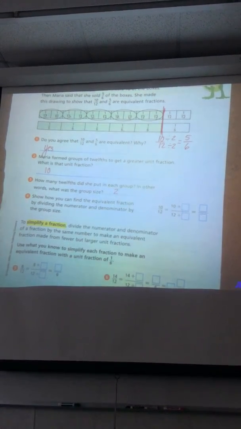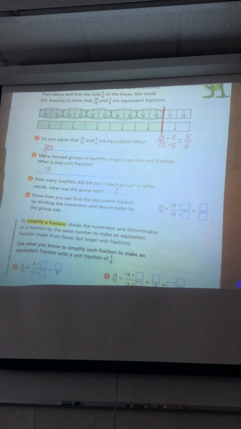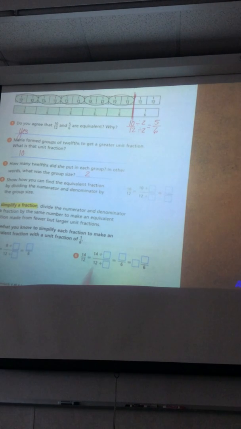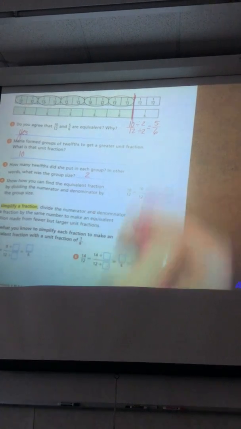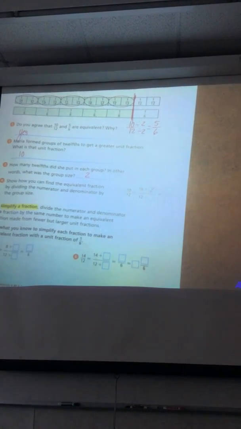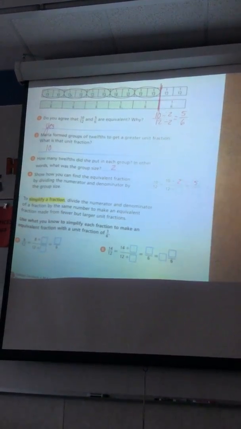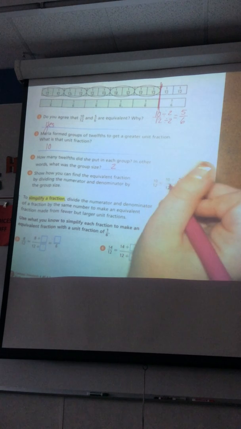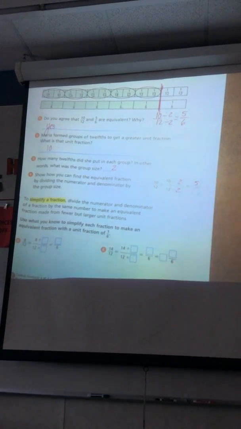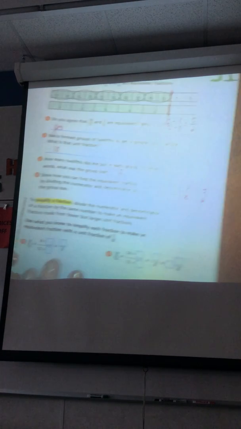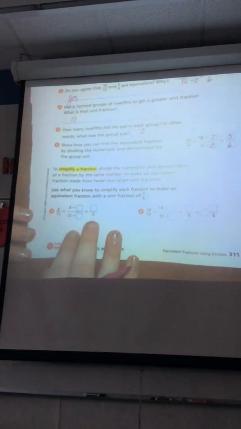Alrighty. Show how you can find the equivalent fraction by dividing the numerator and denominator by the group size. So that's what we did up here. So this is just a review of what we already did down here. So we have 10/12. We're going to do 10 divided by 2, which equals, say it with me, 5. And we have 12 divided by 2, which equals, say it with me, 6. Good, so we get 5/6. Okay, so we're going to go ahead and read this part for you.